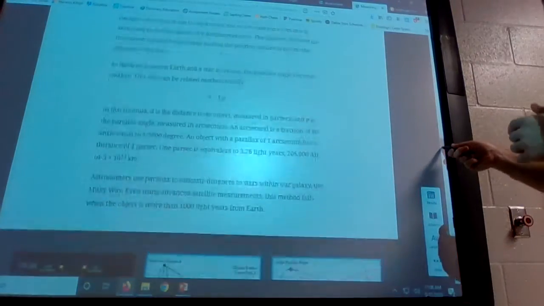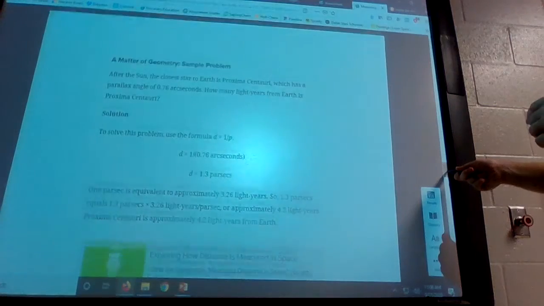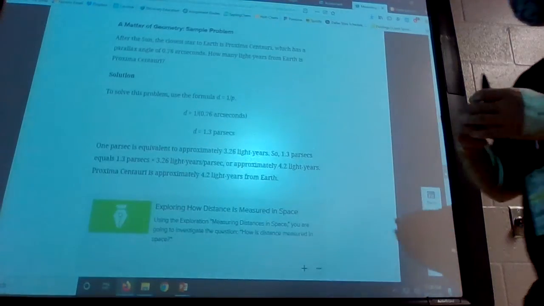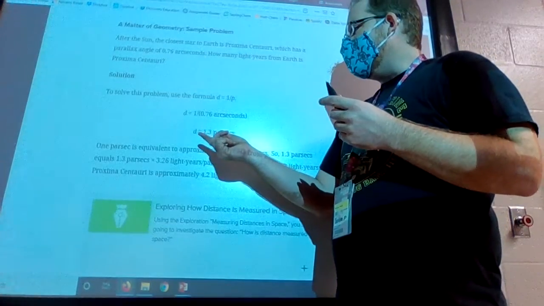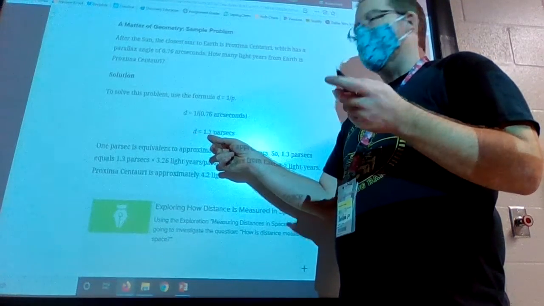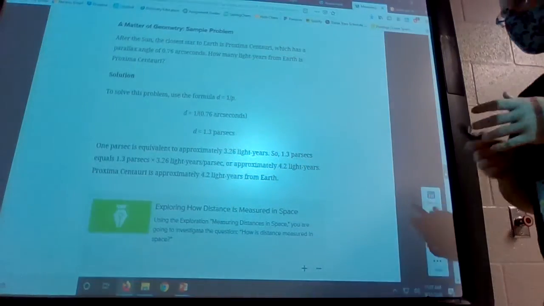Now, what else do we have down here? So yeah, there's your sample problem. They have 0.076 arc seconds. And so your answer is 1.3 parsecs. That's how far away it is.